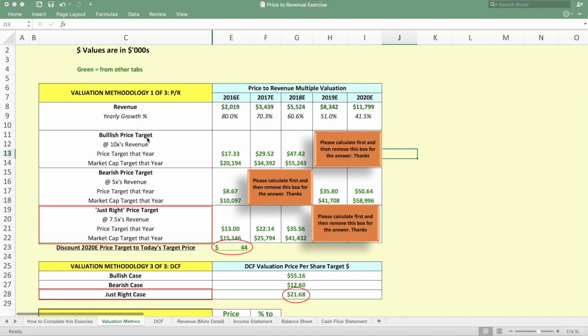So recall with the DCF exercise, we had a bullish target, a bearish target, and a just right target, okay? Remember, Goldilocks and three bears. Okay, and let's kick it off with the bullish target price, which is 10 times revenue. And you can calculate it based on different years, right? It all depends on what kind of investor you are. Some investors pick it off of the current year or the next year, but I prefer to look at it on a longer term basis. And you can even discount it if you wanted to. Okay, so what is the bullish price target if we're at 10 times revenue in years 2019 and 2020?